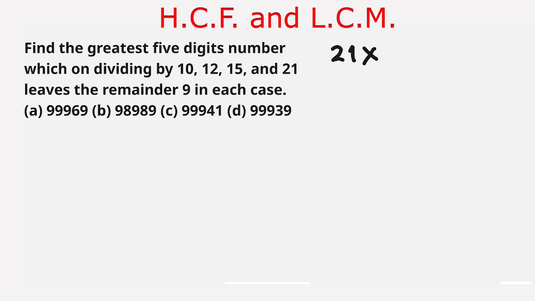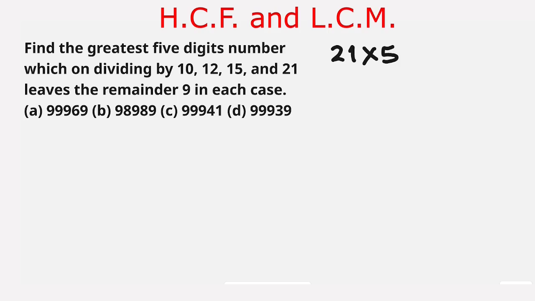The next number is 15. 21 is 7 times 3 and 15 is 5 times 3. So 3 is common in 21 and 15. So I multiply it by 5, which is not common in both the numbers. So 15 is included in 21 multiplied by 5.